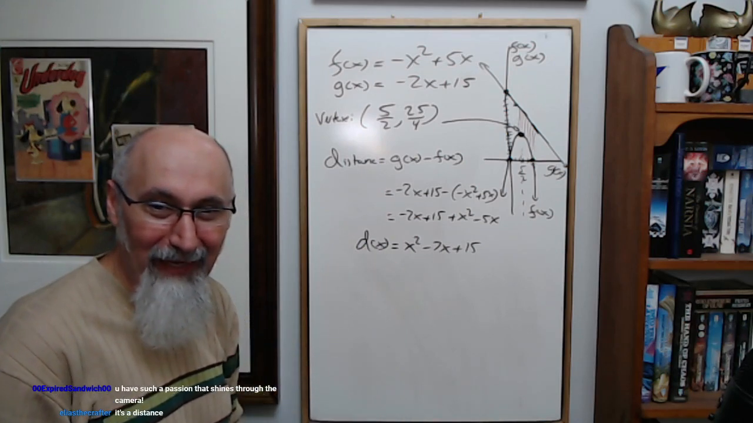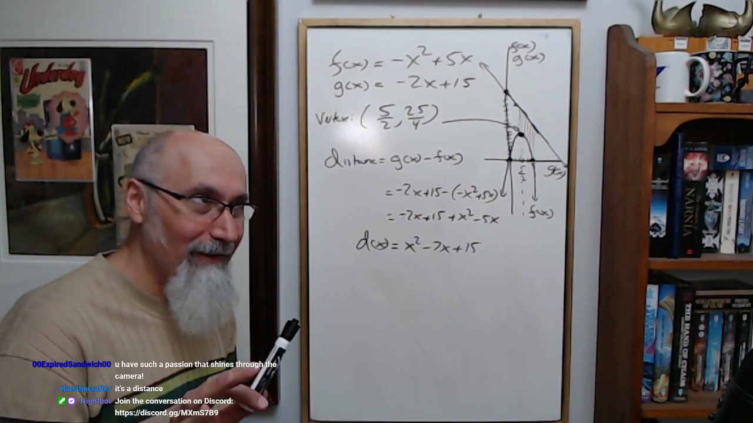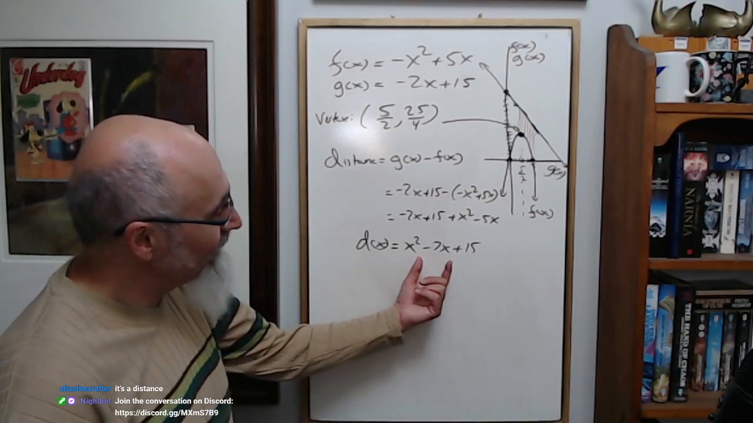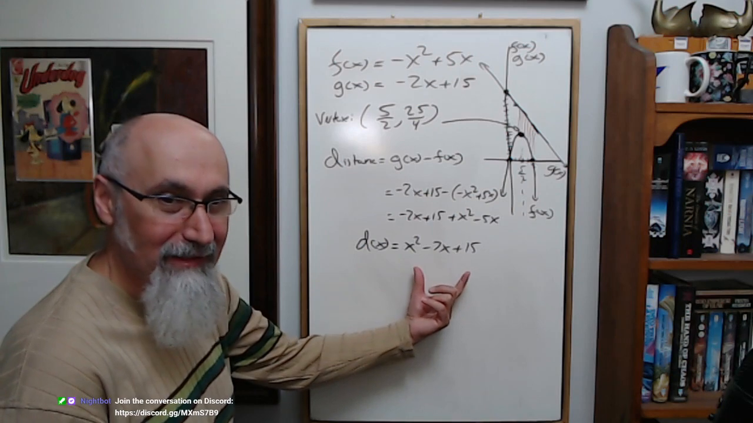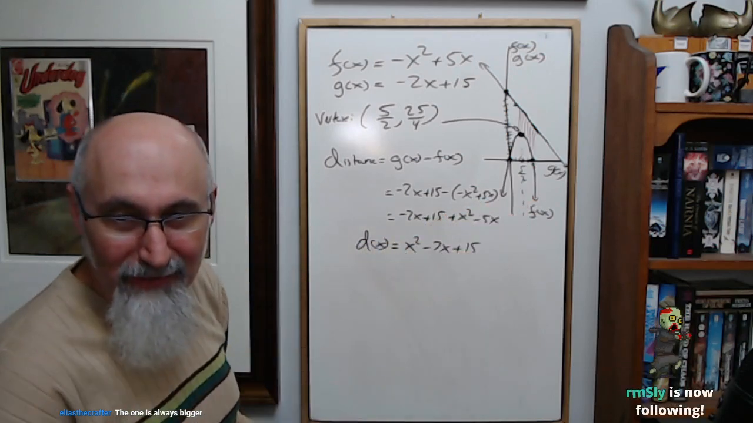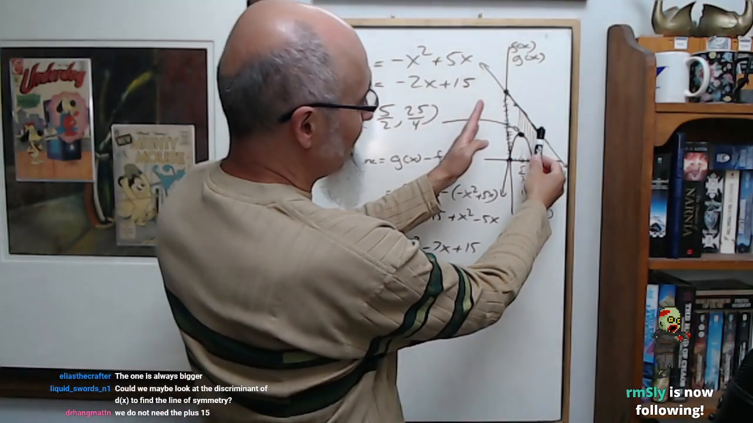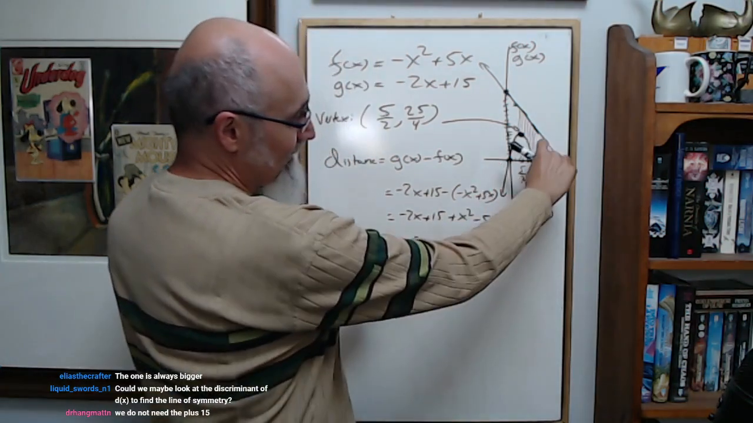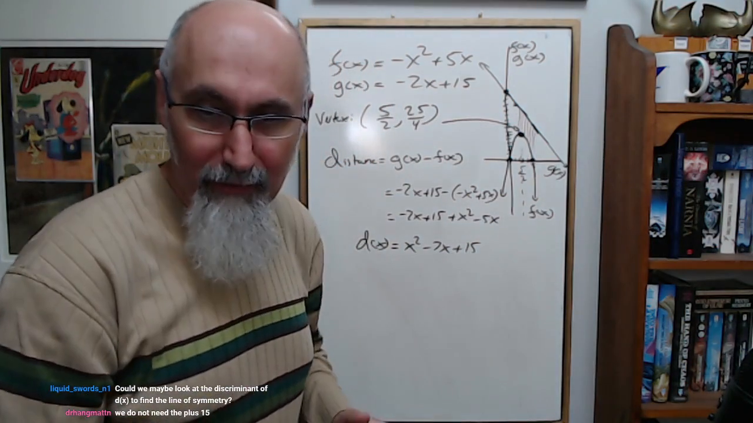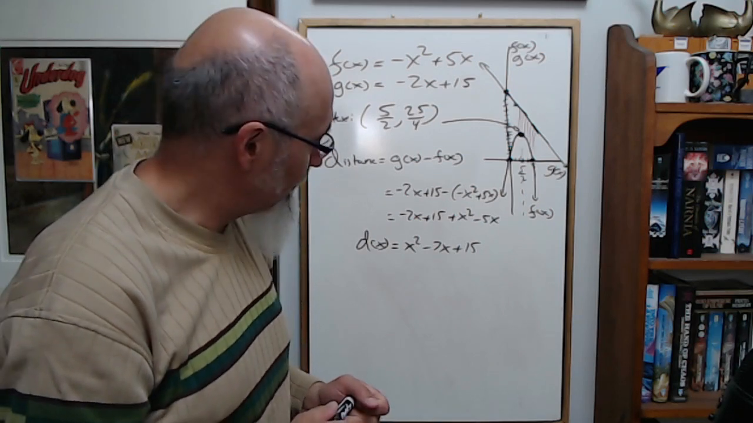It's a distance, but there's a reason why it won't work. When we find the vertex of this, it's not going to cross the x-axis, right? Because it's the x squared kicking in versus 2x, right? So what's happening is it's trying to find the x-intercepts, the distance between the line and a parabola that's going crazy. I believe so anyway, right? Or no, it should. We do not need the plus 15.